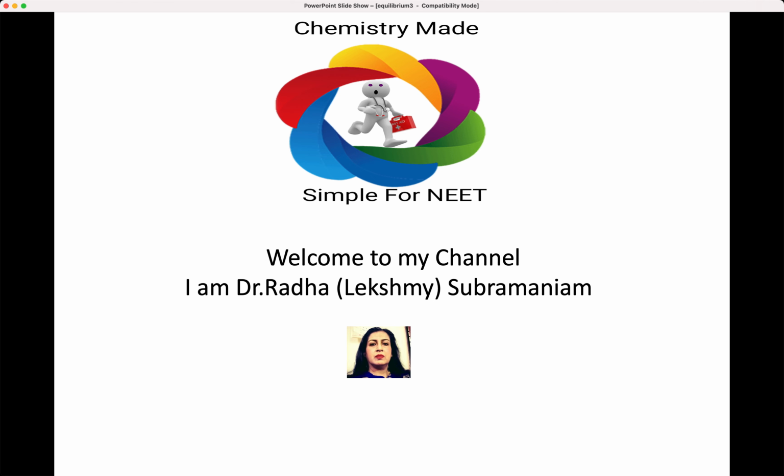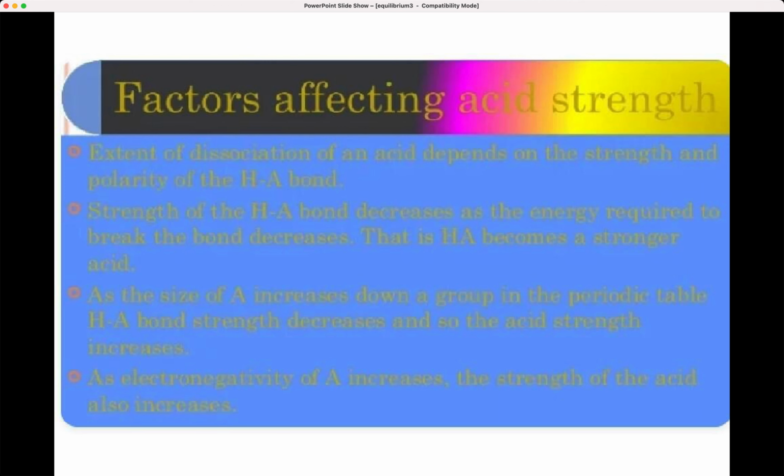So now we will move on to the important concepts of the lesson, equilibrium. We have already covered the important topics from this lesson, and now let us go through the factors affecting acid strength. The extent of dissociation of any acid depends on the strength and polarity of the H-A bond. The strength of the H-A bond decreases as the energy required to break the bond decreases. That is, HA becomes a stronger acid. As the size of A increases down the group in the periodic table, H-A bond strength decreases and so the acid strength increases.